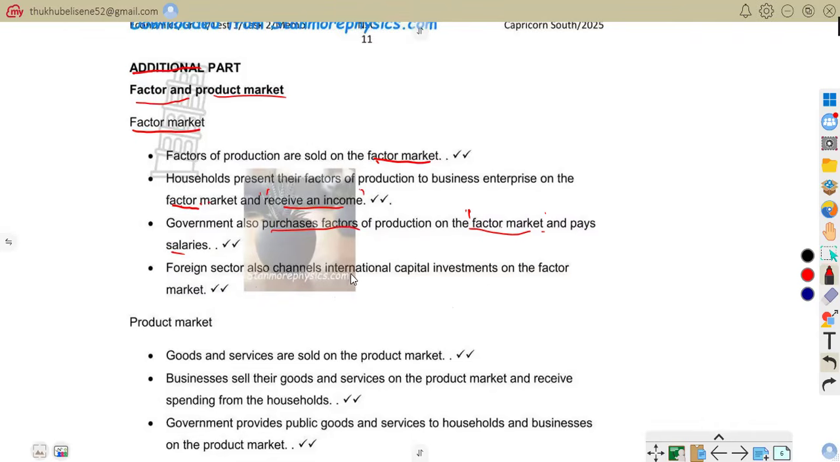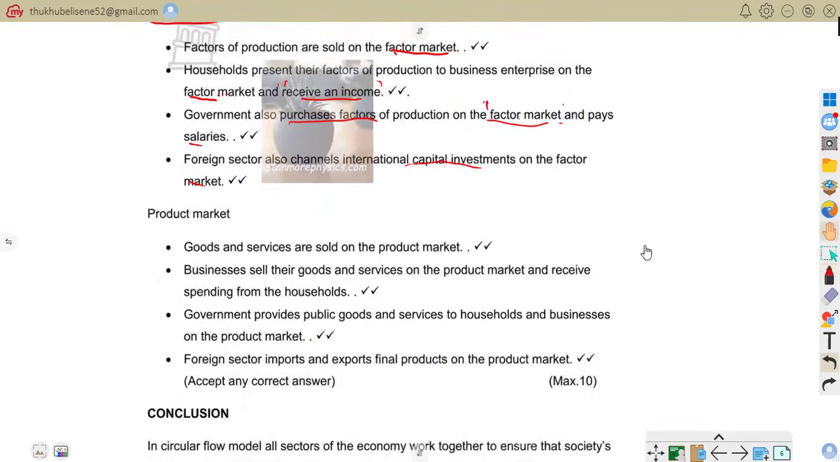Foreign sector also channels the international capital investment on the factor market. So that is that about factor market. Now we have product market. In the product market, goods and services are sold. Businesses sell their goods and services on the product market and receive spending from the households. That is a product market.